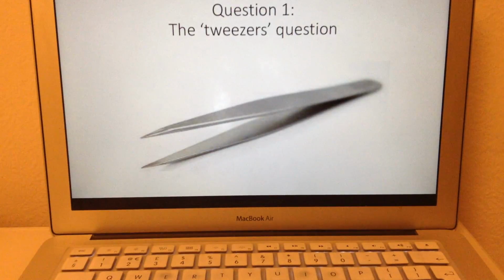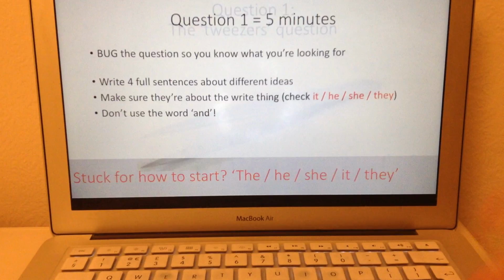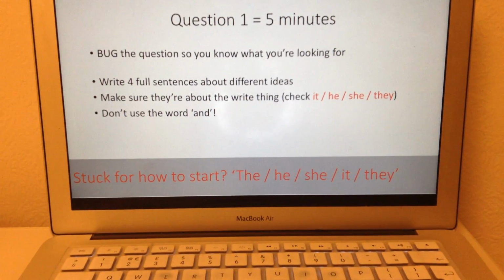Okay, so question 1 I like to think of as the tweezers question, where you need to know exactly what you're looking for, and then you just reach into the text and pull it out. You have 5 minutes. You need to bug question 1 so you know what you're looking for. If it's all about a character who's the mum, then you know that you can't do any answers that aren't about the mum. Write 4 sentences about the different ideas you've got and make sure they're about the right person.